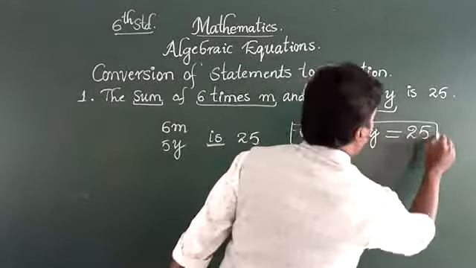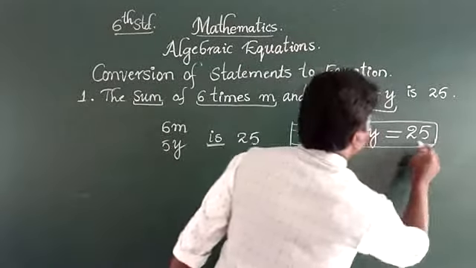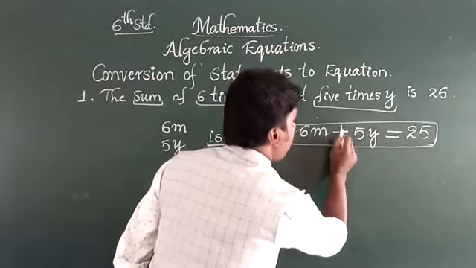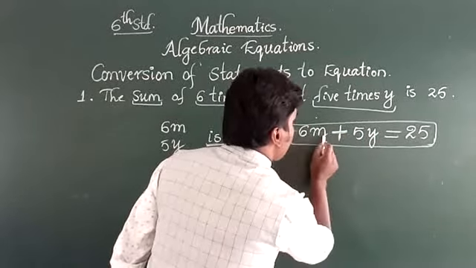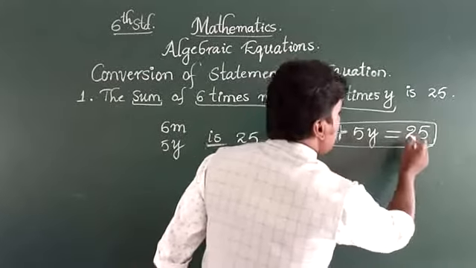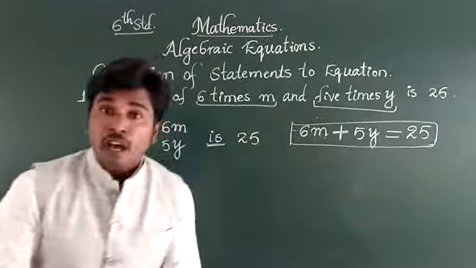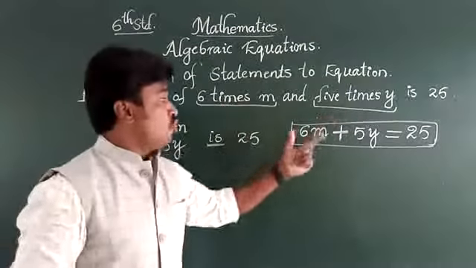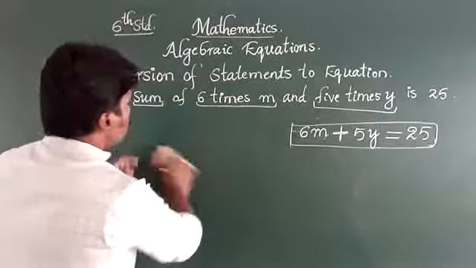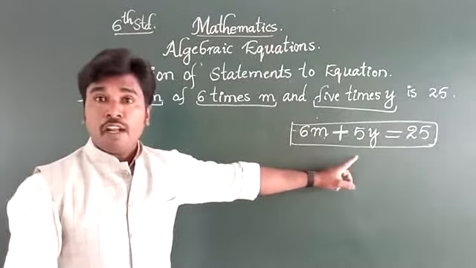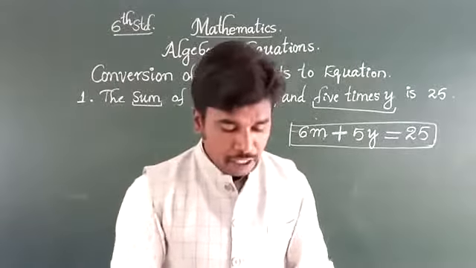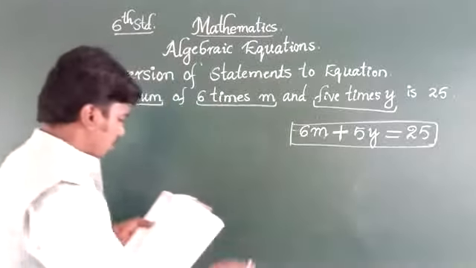Dear students, look here: 6 times m and 5 times y. If you add them, the sum of 6 times m and 5 times y is 25. Now the statement has changed to an equation. I hope you are all understanding. So let us take one more example. You could understand.